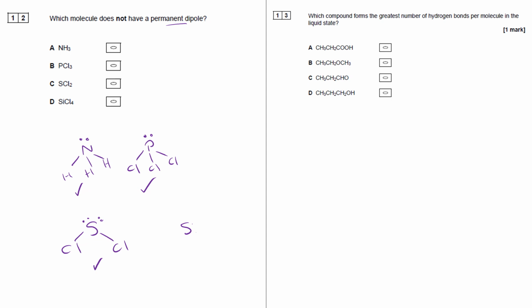Silicon, which is in group 4, has formed 4 bonding pairs. It's got all of the same atoms around it, and there's no lone pairs left over. So because that's a symmetrical molecule, it's non-polar. It would not have a permanent dipole. So D is the correct answer for this one.